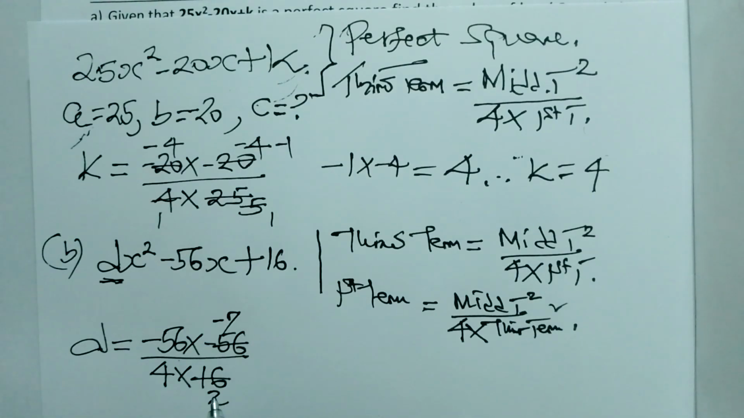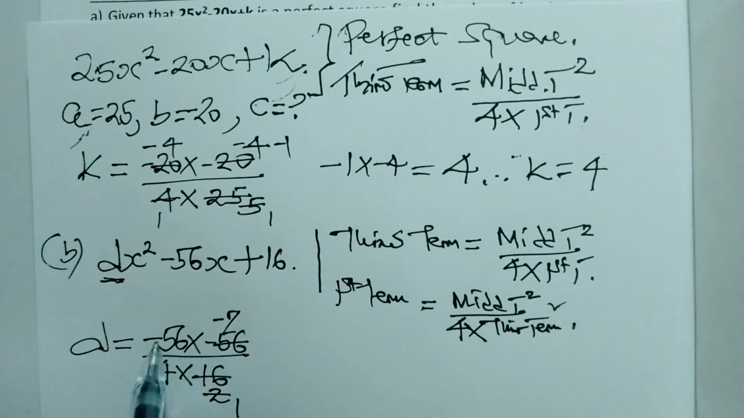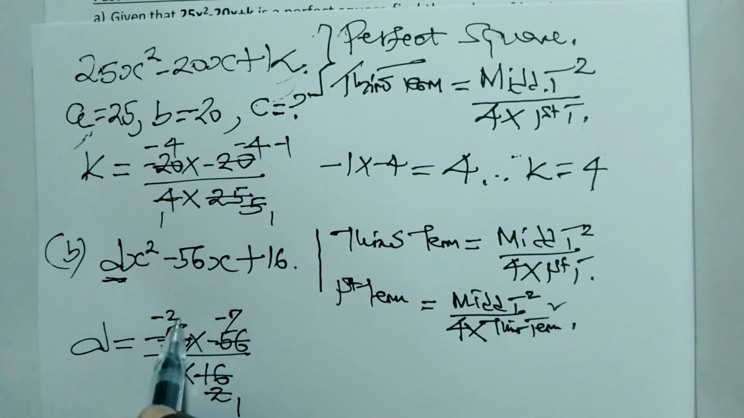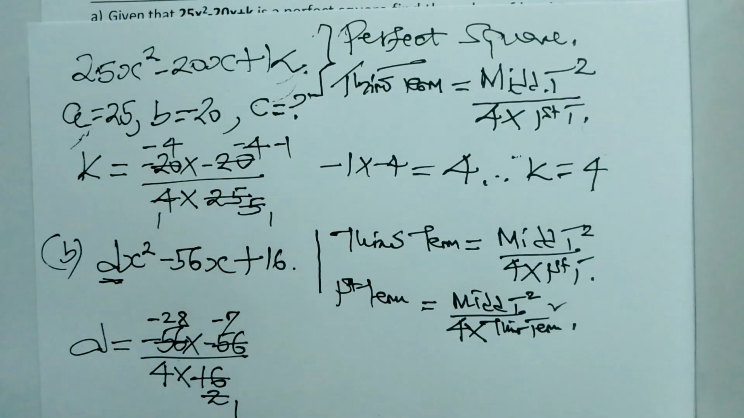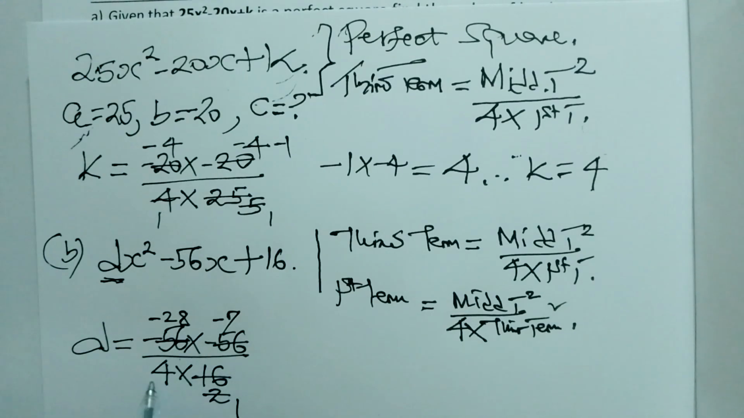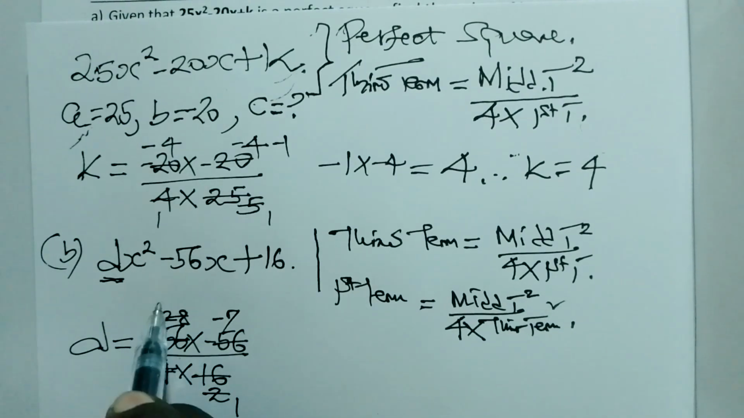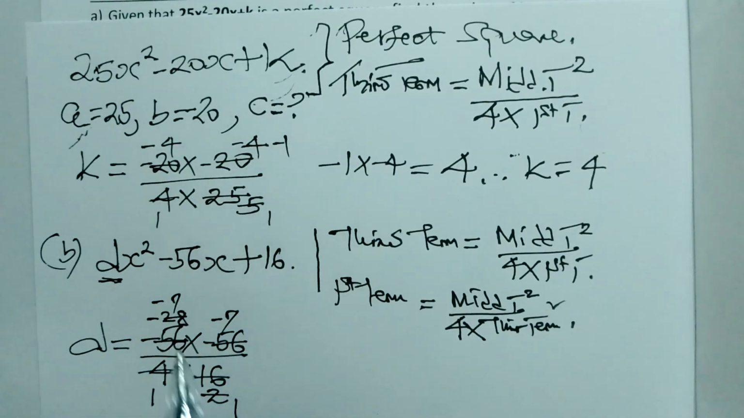So again, we can still divide negative 56 by 2. By 2 we get 1, by 2 we get negative 28. And then negative 28 can be divided by 4. By 4 we get 1, and by 4 we get negative 7.